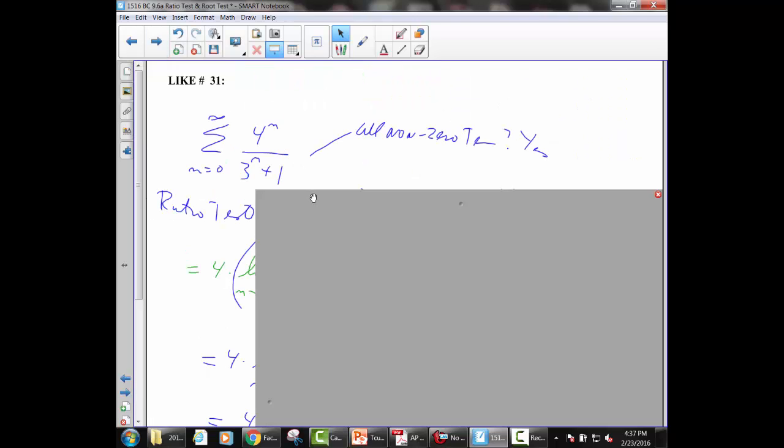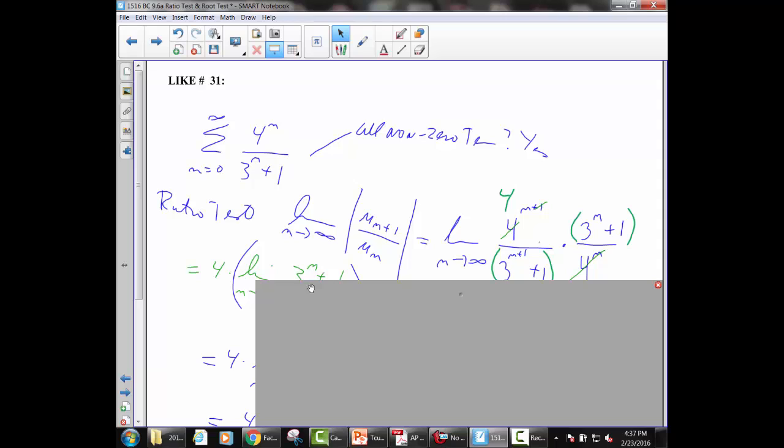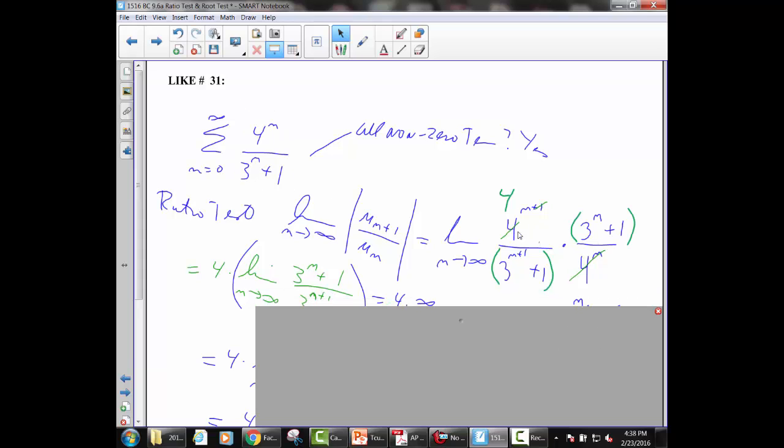This is like number 31. Again, you'll make sure they're all non-zero terms. You'll find the limit is the absolute value of u_{n+1} over u_n. These are all positive terms anyway, so the absolute values are redundant. u_{n+1} is 4^(n+1) over 3^(n+1)+1. So here's that. Divided by u_n means divided by this expression, so I'm turning that to multiply by the reciprocal.